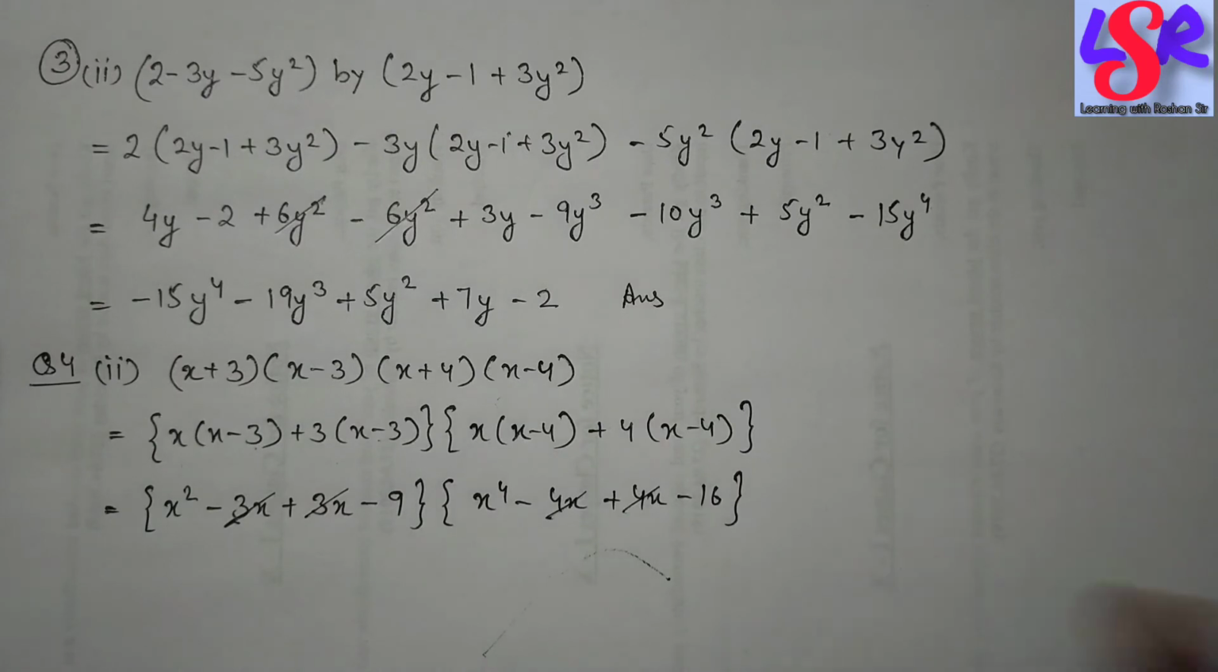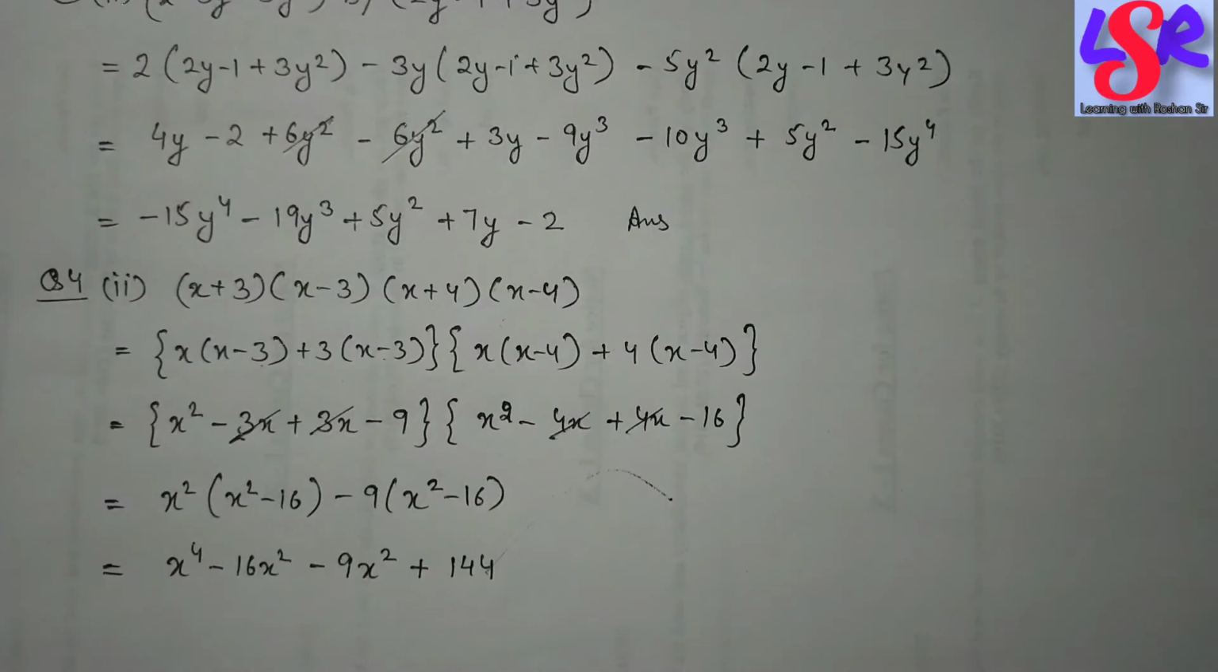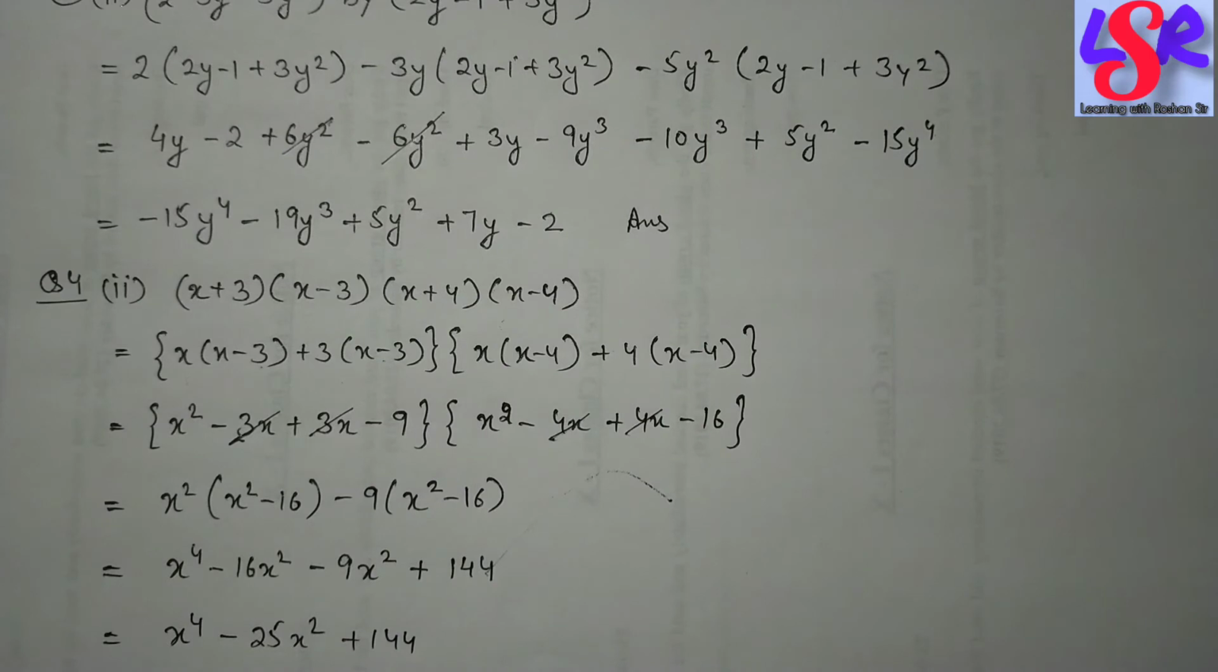Then the remaining one will be further multiplied by each other, and here we get this. Then we are going to open the bracket, and after opening the bracket we have got these 4 terms in which these two are like terms, and they can be solved to give x to the power 4 minus 25x square plus 144. That's the answer for this particular question.